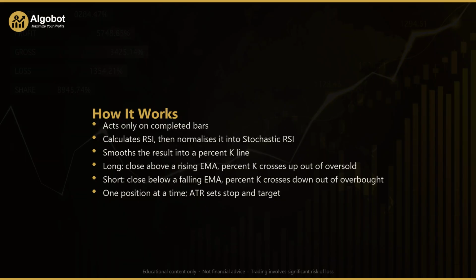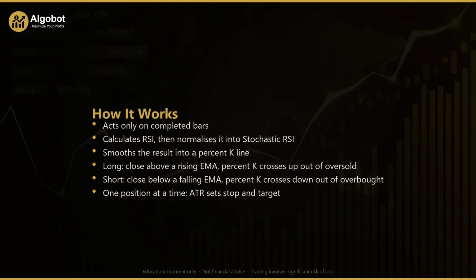Now the entry timing. For a long, the strategy watches for %K to have been below the oversold level, which defaults to 0.20 or 20 on a 100 scale, and then to cross back up to or above it on the current bar. That upward cross out of the lower zone, while the trend is up, is the long entry condition. The short is the mirror image. %K must have been above the overbought level of 0.80 or 80, and then cross back down through it while the trend is down. The EA also allows only one open position at a time for its magic number, so it won't stack trades.